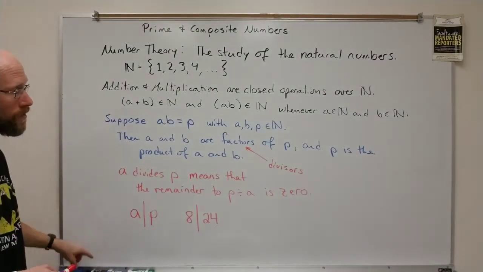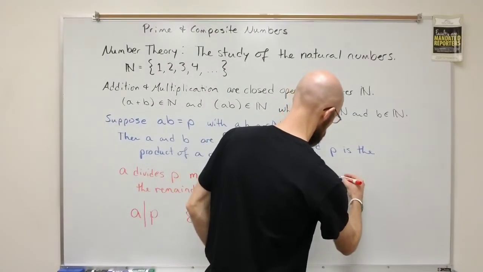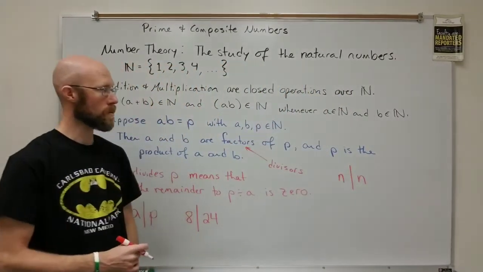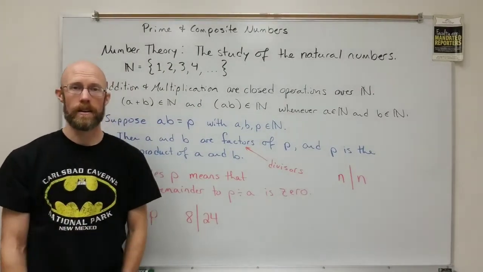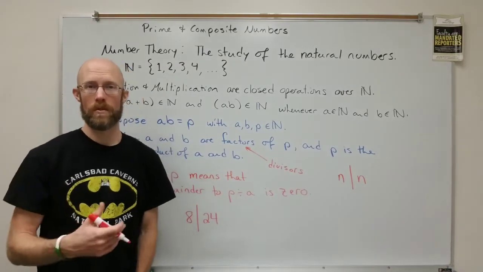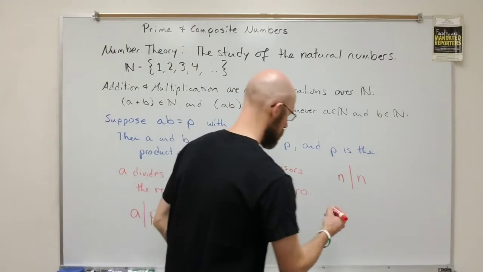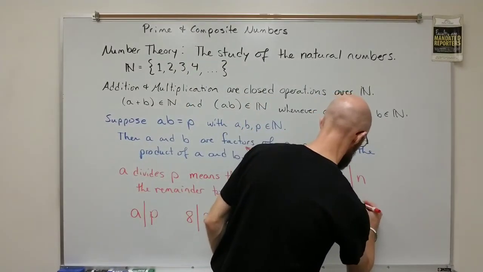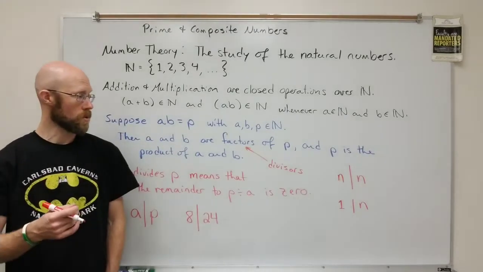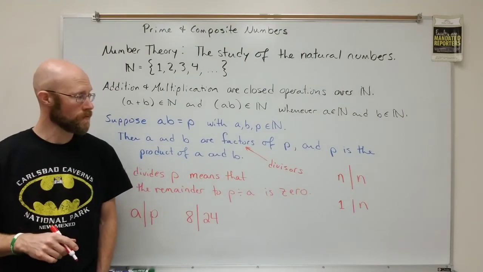In fact, every number, no matter what the number is, I'll call it n, is always a divisor of itself. n always divides n, right? A always divides A. 5 divides 5. 32 divides 32. Every number divides itself. And 1 will always divide a natural number, okay? So every number has 1 and itself as factors.